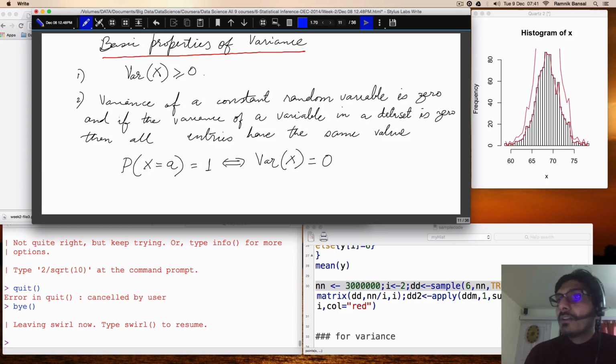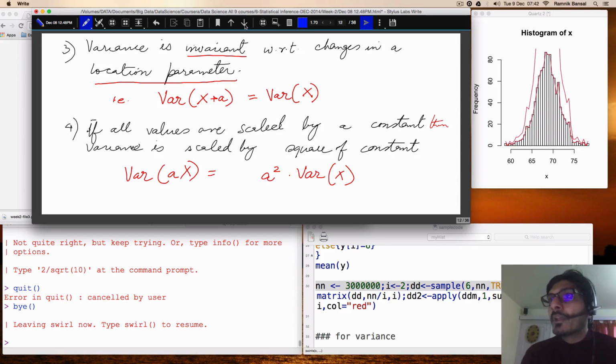Is this clear? And if the variance of a variable in a data set is 0, then all the entries will have the same value. If I have a data set of 10 values and I only pick up one, the variance will be 0 because there's only one. Similarly, if I pick any other instead of that one, the variance will still be the same. So if the probability that x is equal to a is given to be 1, then very clearly the variance of x will be 0. This is again just a principle you need to remember, a property of variance.